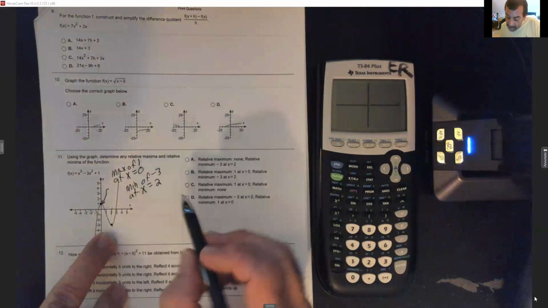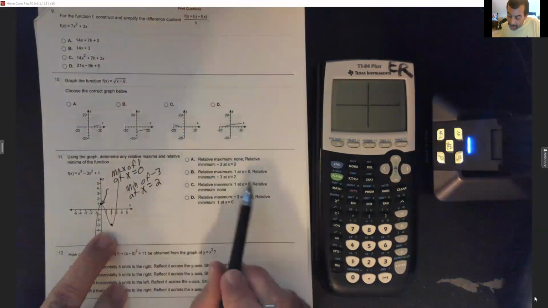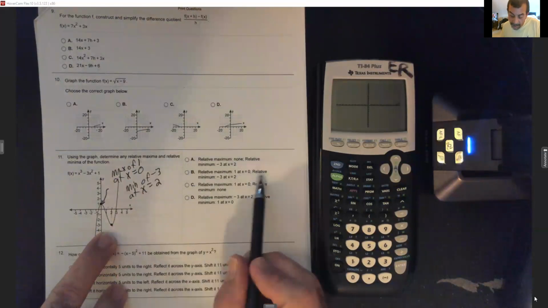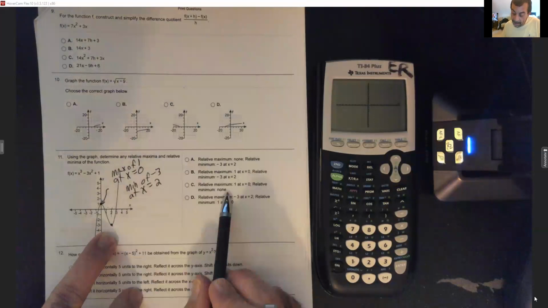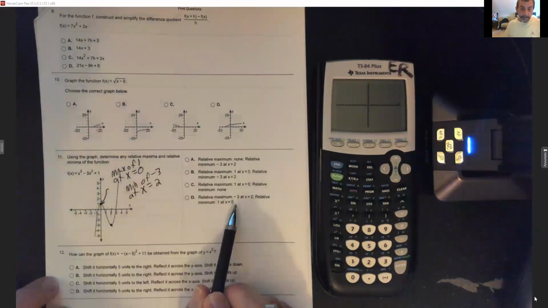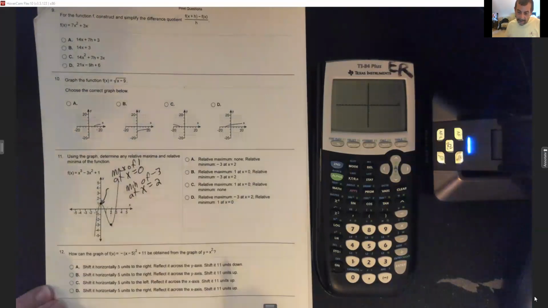So let's see, that said none on that, and that's wrong. This one said maximum of 1 at 0, minimum of negative 3 at 2. That's what I needed, B. This one was wrong, and then this one had them backwards. Okay? All right, moving on.